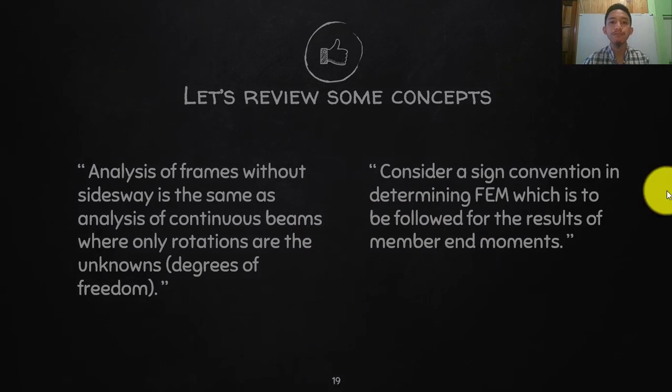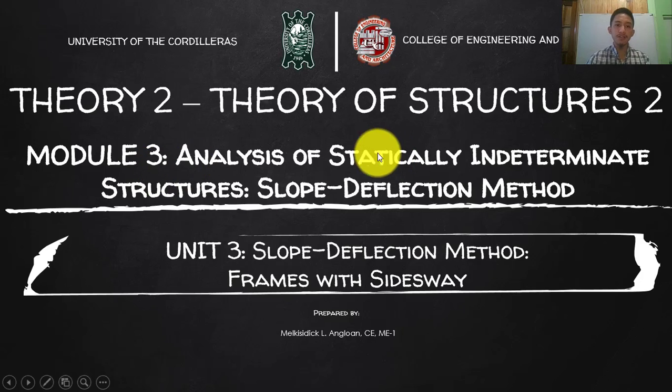So now let's go to the analysis of frames with sidesway using slope deflection. This is your unit 3. This is the last unit for your slope deflection, since I discussed before that slope deflection is only applicable to frames and beams. There is no slope deflection method for trusses because there are no moments on members of trusses. We only consider the axial forces on members of trusses, so we cannot use slope deflection there.